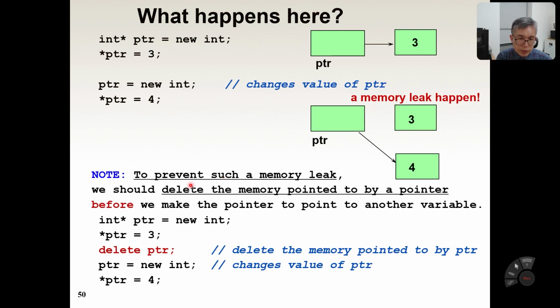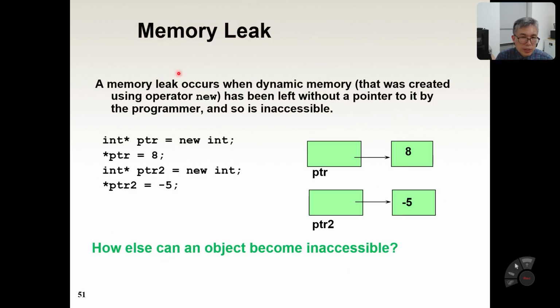To prevent such a memory leak, we should delete the memory pointed to by a pointer before we make the pointer point to another variable. Basically, if we point to another variable, the previous one should be deleted like this. So, memory leak, let me summarize. A memory leak occurs when dynamic memory that was created using operator new has been left without a pointer to it by the programmer, and so is inaccessible.